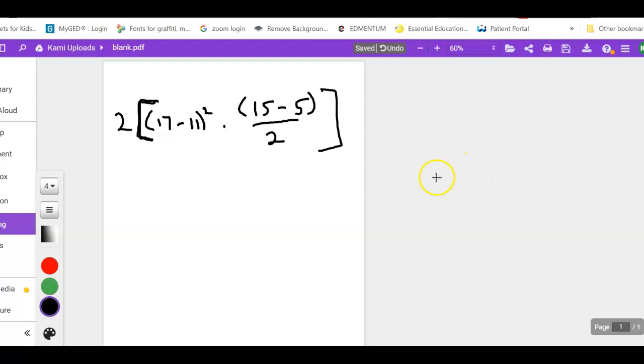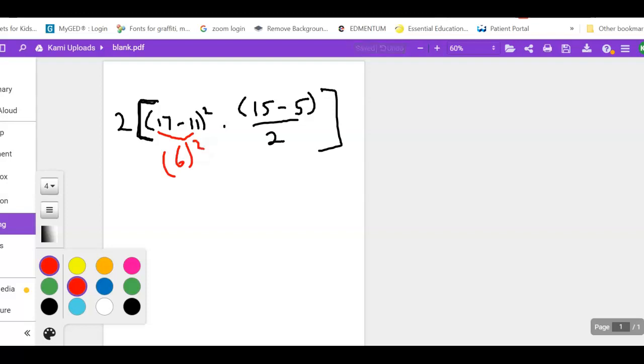You know you're going to start inside the bracket, right? And I can do my parentheses that are inside the bracket. So let me start here. I have 17 minus 11, that gives us a 6. So I see this as 6 squared, right? And now, if I do this parentheses, 15 minus 5, that gives me 10. So if I rewrite it, I now have 2 times the bracket of 6 squared times 10 over 2.